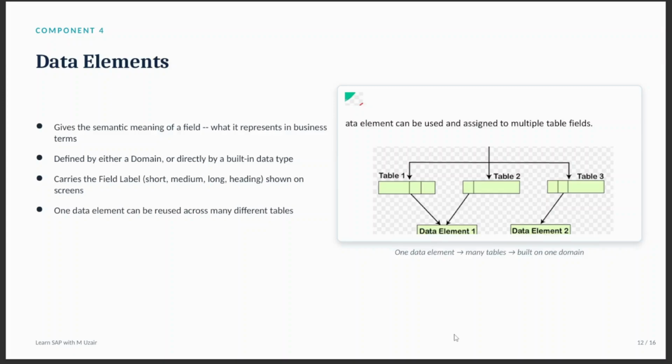And just like a domain, one data element can be assigned to fields across many different tables. You can use that data element in many tables. Look at this diagram: table 1, table 2 and table 3 all use data element 1 or 2, and both of those data elements are ultimately built on the same domain. This is how SAP keeps thousands of tables consistent. This is a very important point of SAP.